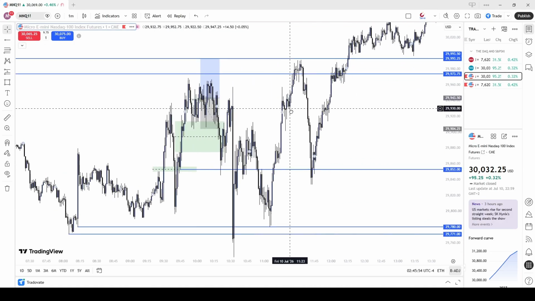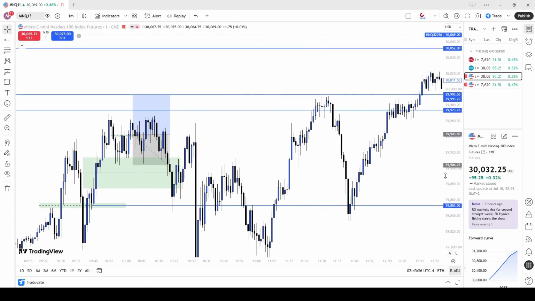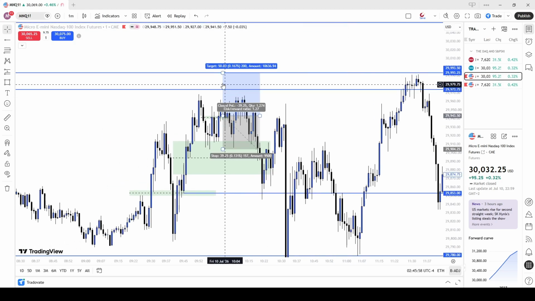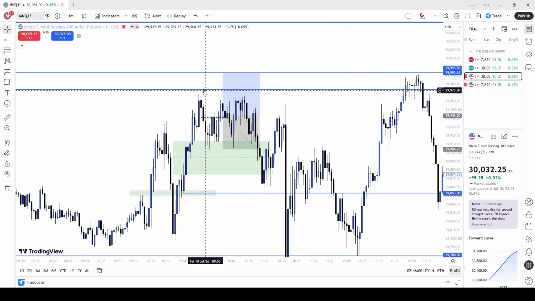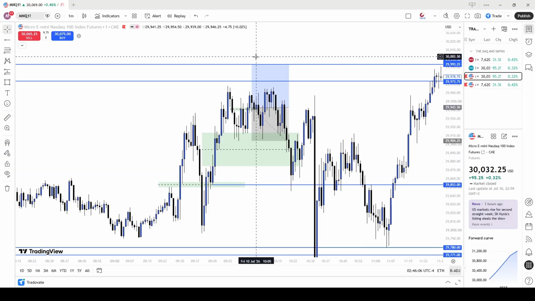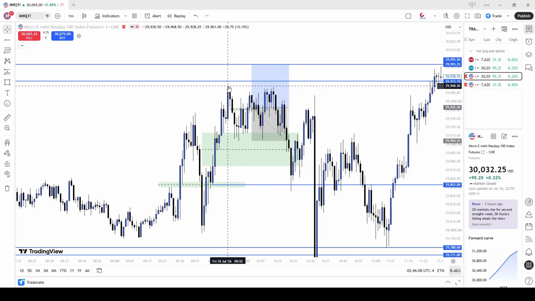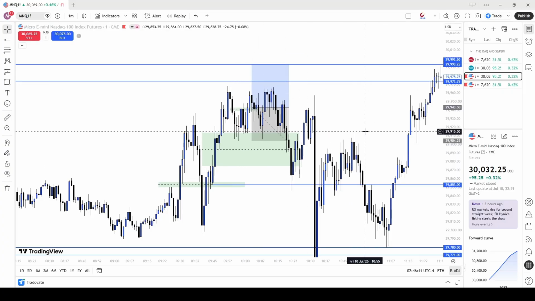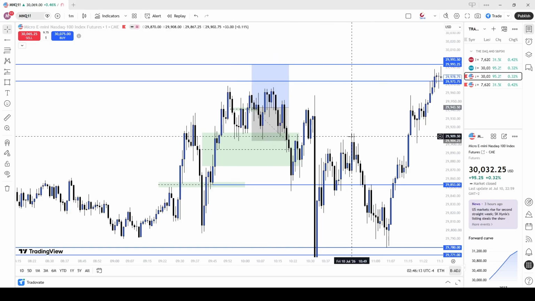So I thought this was free bread basically. Even just going break even to this high, and I wouldn't be mad if we took out this high and reversed. But come on, we didn't even take out this high. Like, what are we doing? And we're stuck in this absolute chop.